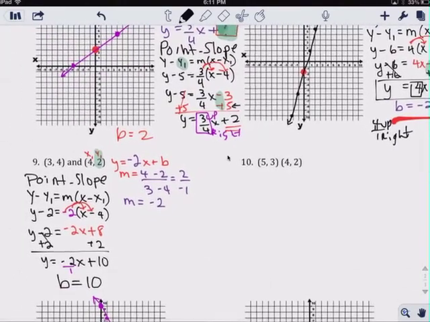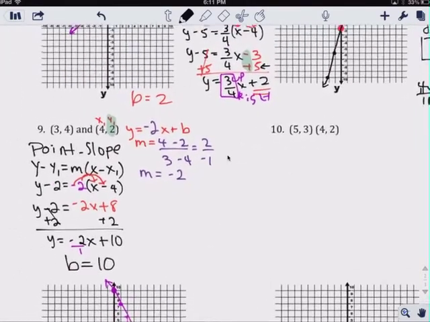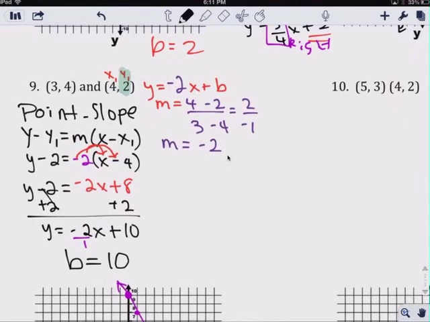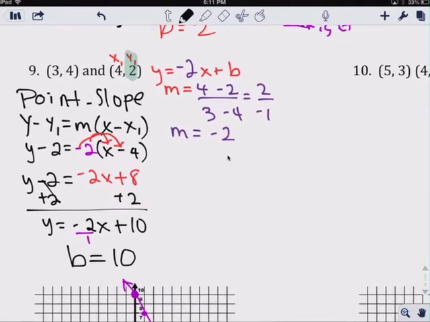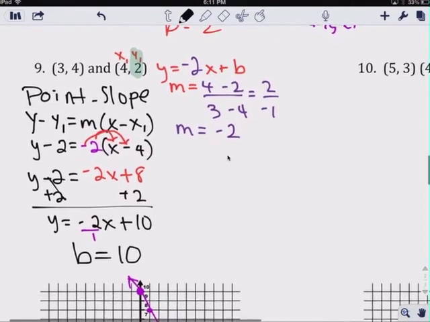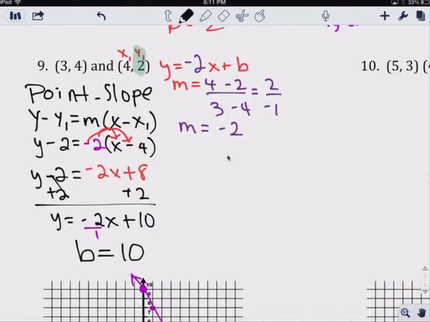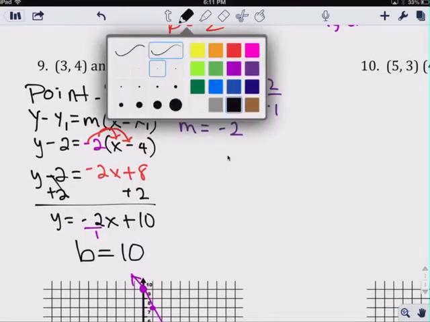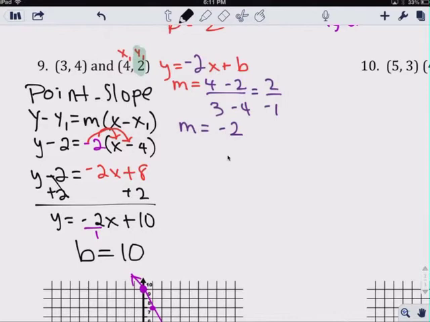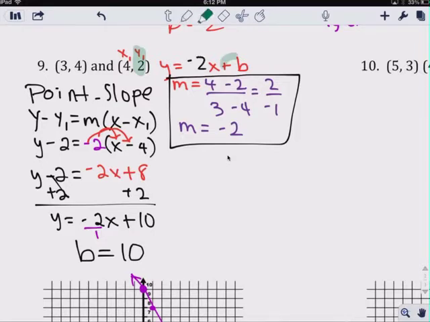Now, I believe in most of my classes I did number 9, with the exception of period 2. So if you're in period 2, here's how you do this. You find the slope first, right here. And remember, we started at y equals mx plus b. We found that m was negative 2. We substituted in. Well, b is unknown.